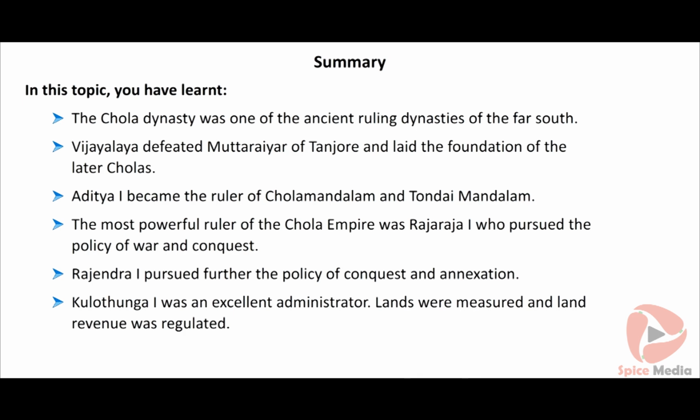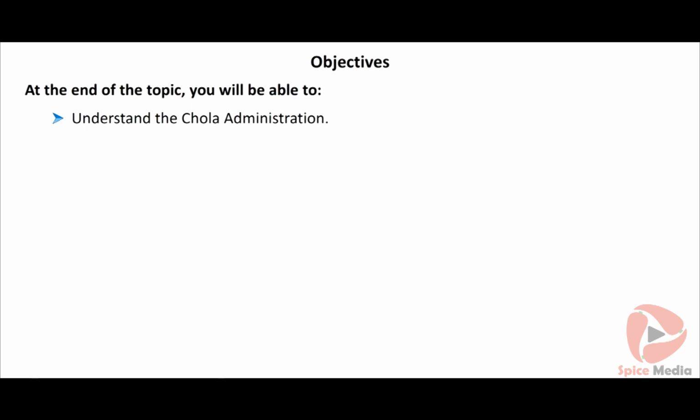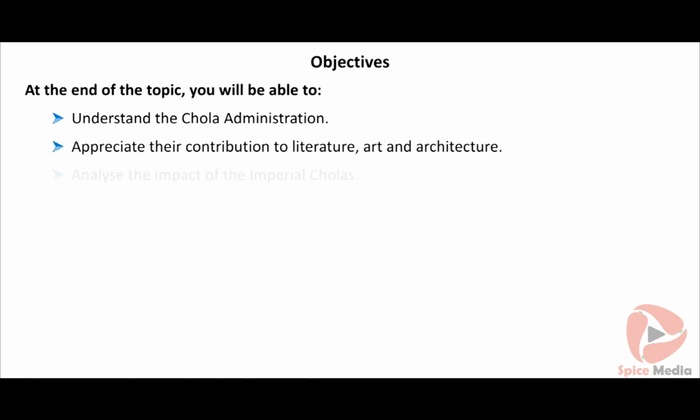Kulottunga I was an excellent administrator. Lands were measured and land revenues were regulated. Rajendra III was defeated by Jatavarman Sundara Pandya II, who annexed the Chola Empire to the Pandya kingdom. At the end of the topic, you will be able to understand the Chola administration, appreciate their contribution to literature, art and architecture, and analyze the impact of the Imperial Cholas.